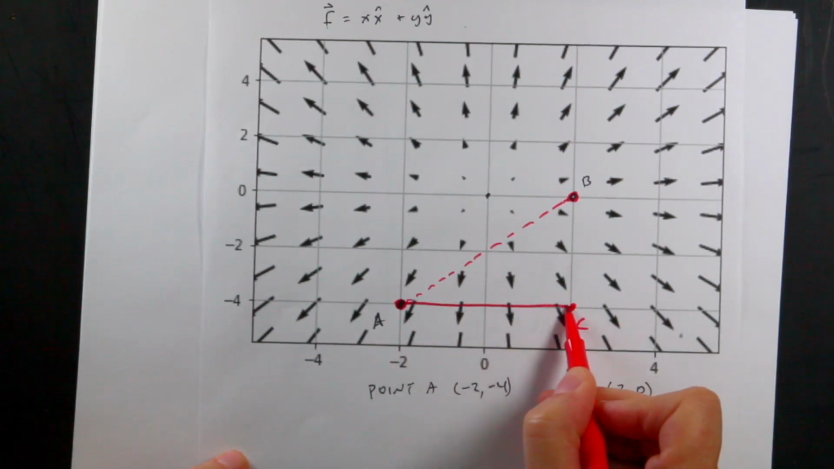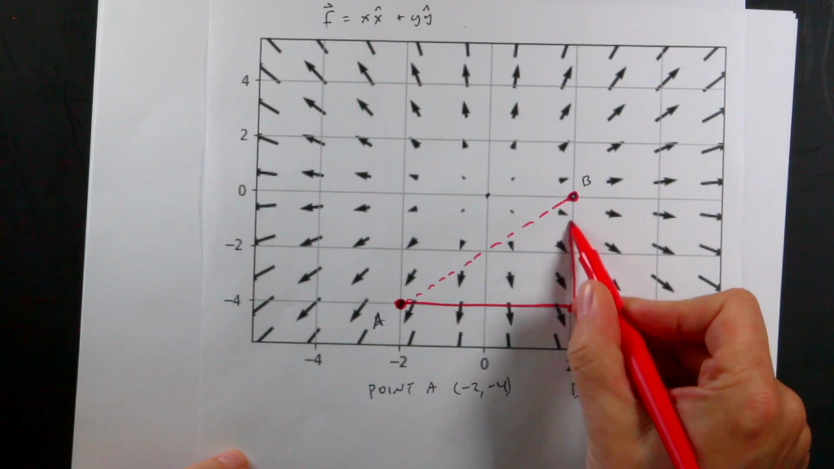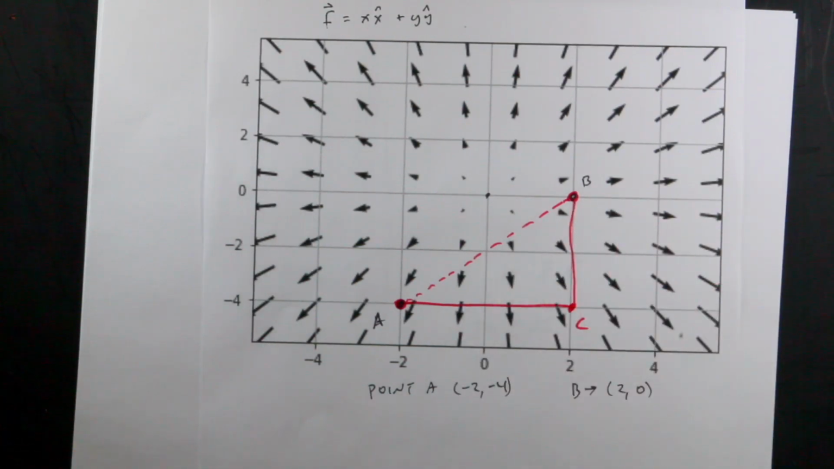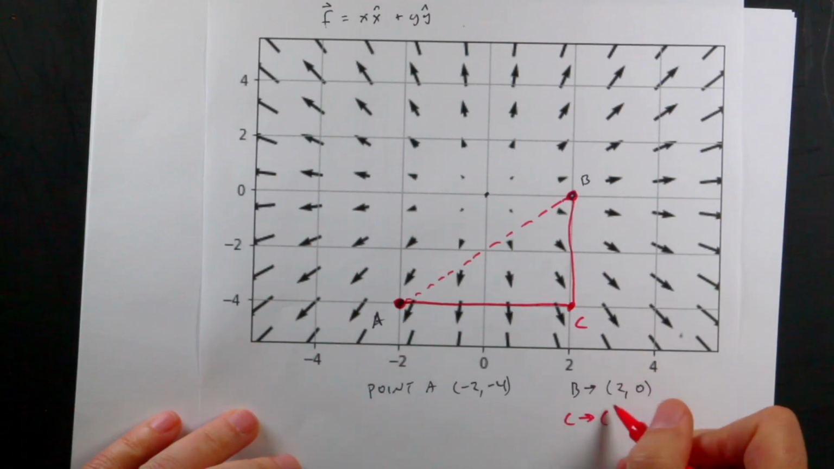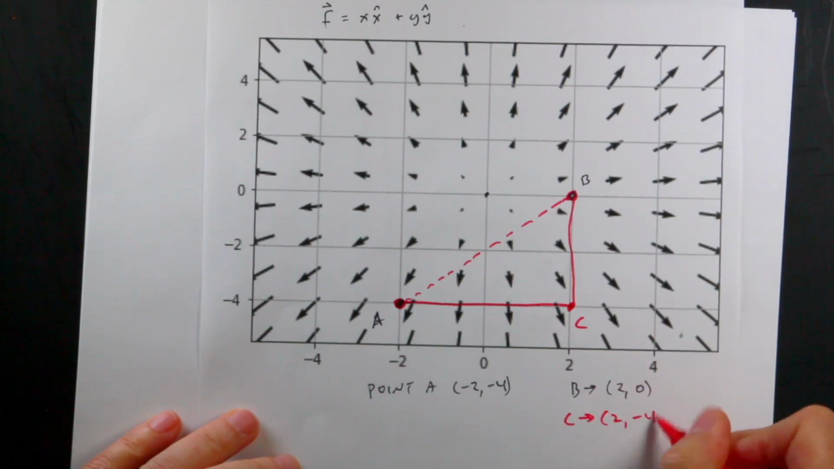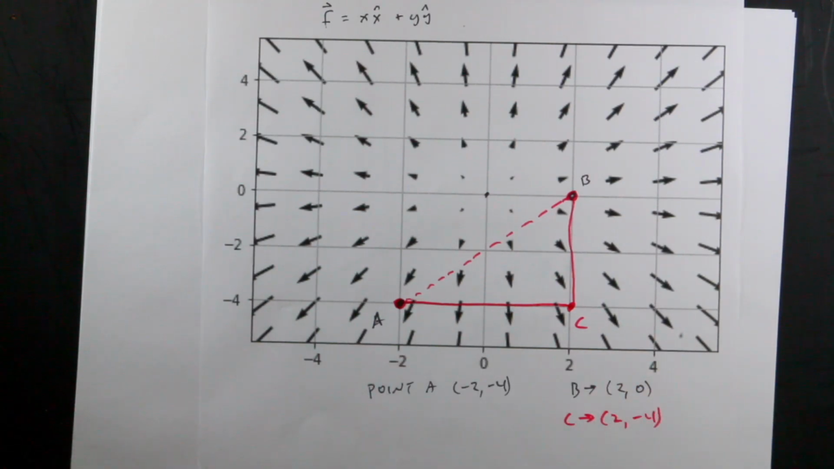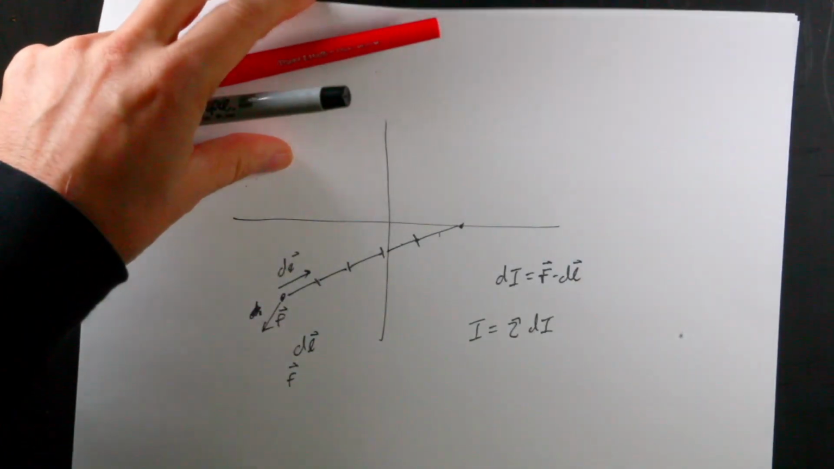A to C, C to B. So I'm actually just going to have two integrals, and I'm going to add them together. And so this point C would be the position 2, -4. This isn't going to be too bad because the integral is pretty easy. So let's switch over here.